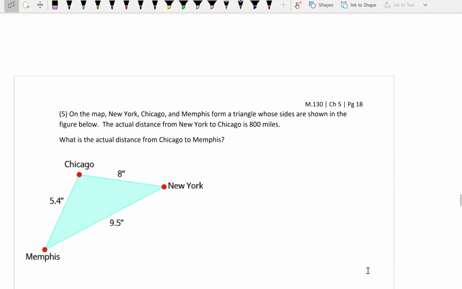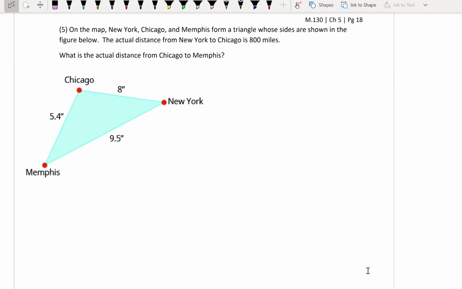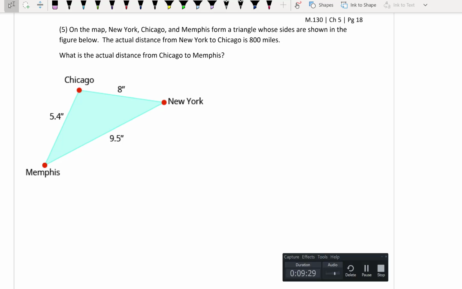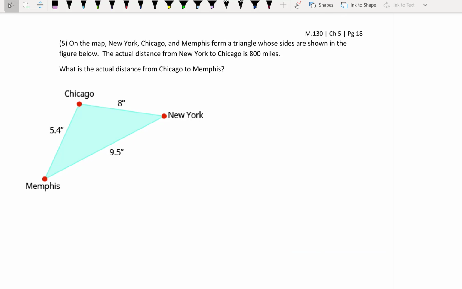All right. Now for number 5. It says, on the map, New York, Chicago, and Memphis form a triangle whose sides are shown in the figure below. The actual distance from New York to Chicago is 800 miles. What is the actual distance from Chicago to Memphis? So we definitely want to go ahead and set up our proportion.